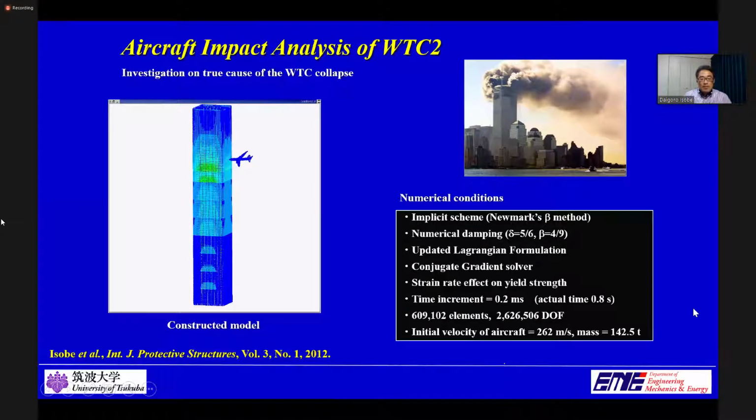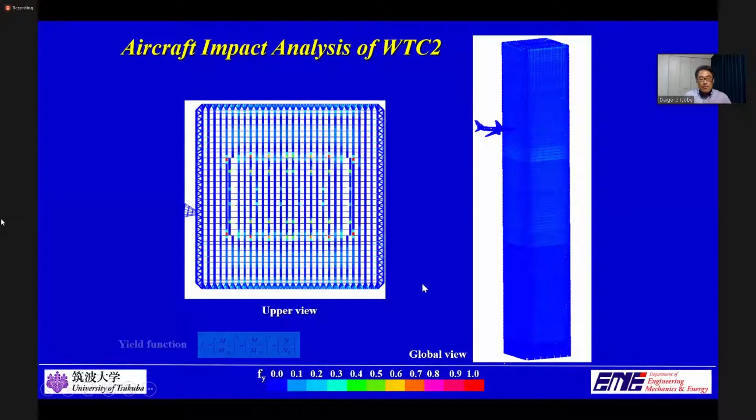Now these are the global view and the upper view of the tower during impact. The colors in the movie indicate the yield function values. The red color, for example, means that the sectional forces in the element have reached the yield condition. Fractured elements are deleted in these movies.